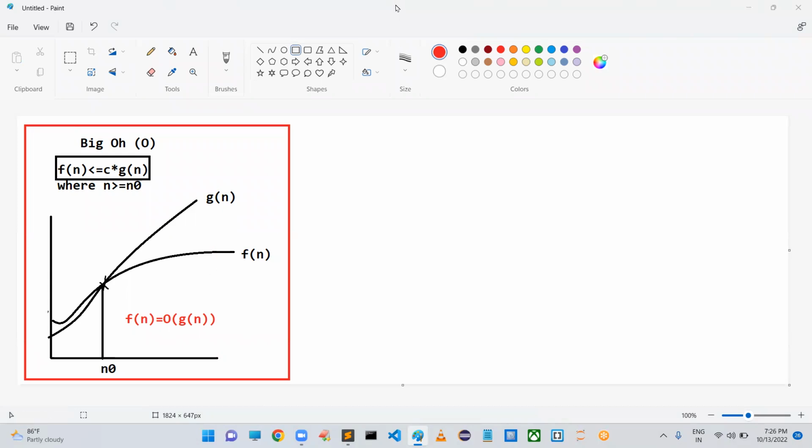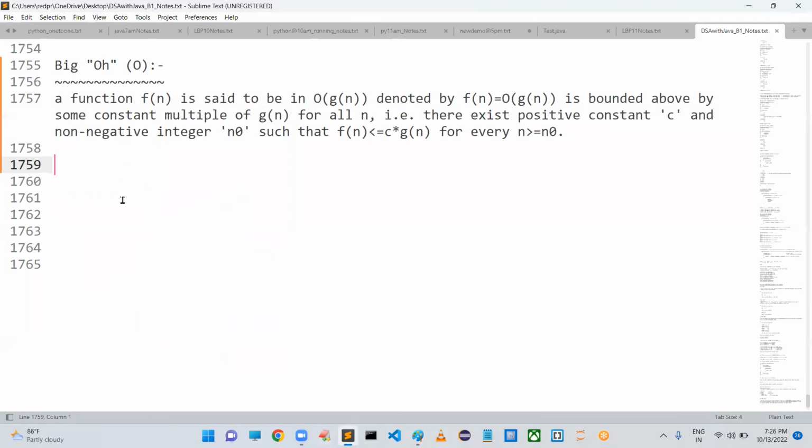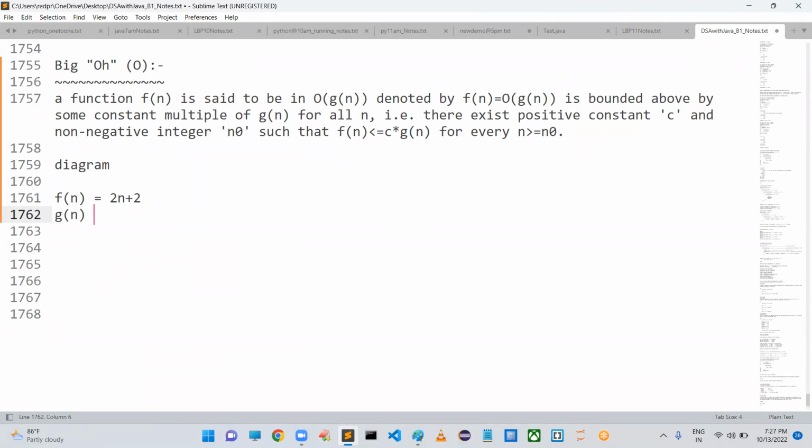This is nothing but what we have. I think you got clarity about this diagram. I will take an example, then you people can understand well. I am taking f of n is equal to 2n plus 2, and g of n is equal to n square. Assume it is n square.